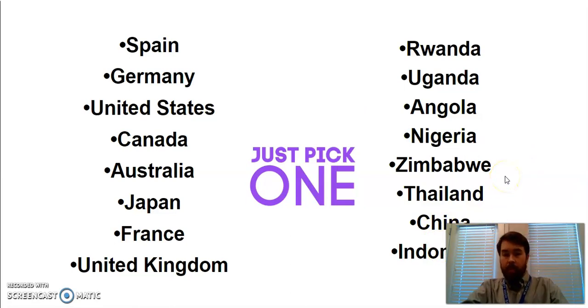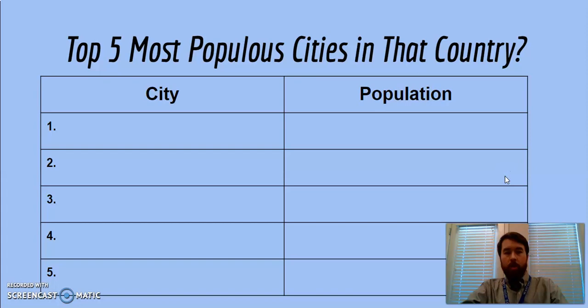Once you have picked a country, I want you to research what are the top 5 most populous cities in that country. Use the internet, use the Google machine, look up 5 cities in that country, the top 5 in population, and list their population data. Okay, so write it down somewhere, type it somewhere. You're going to put it in the Google form in just a second.